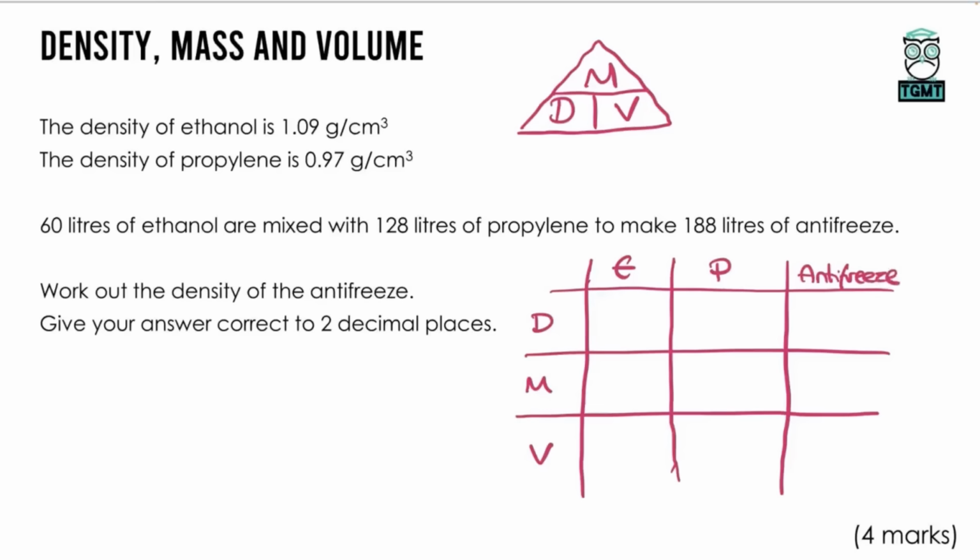And let's see what we've got. We have the density of ethanol, 1.09. We have the density of propylene, 0.97. We can't add those together because we don't know the exact ratios that are being mixed.